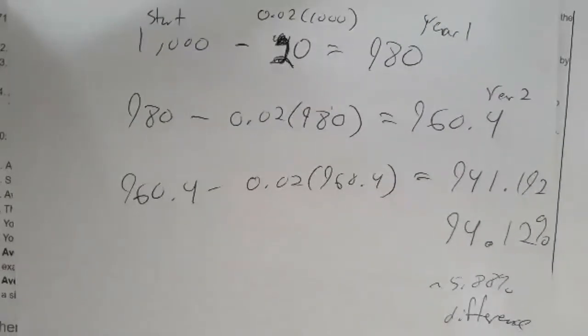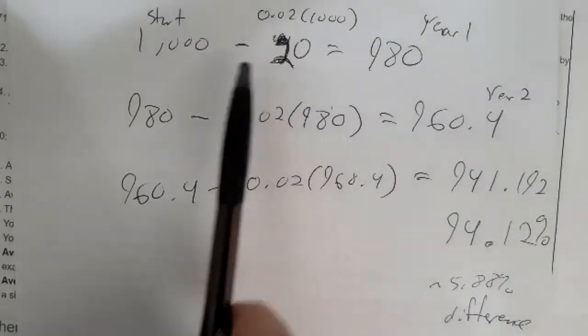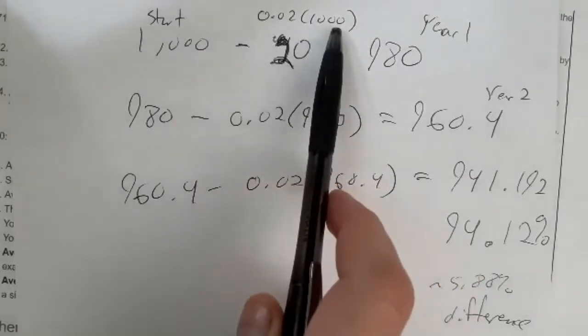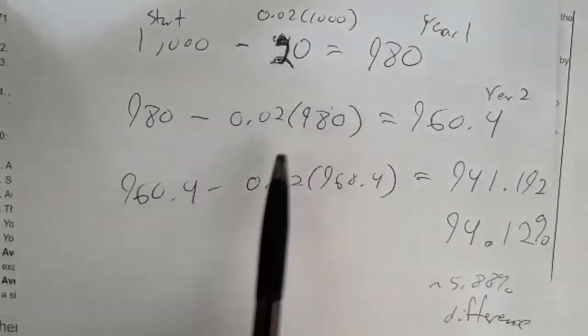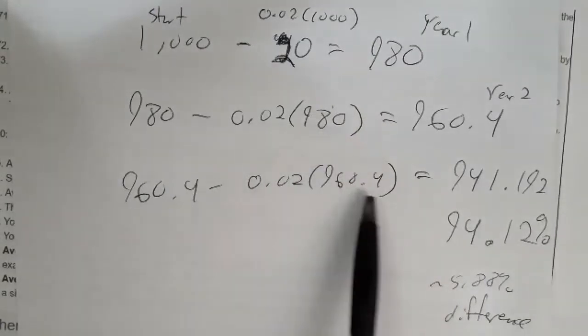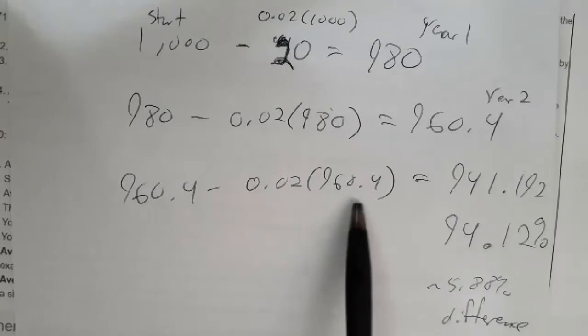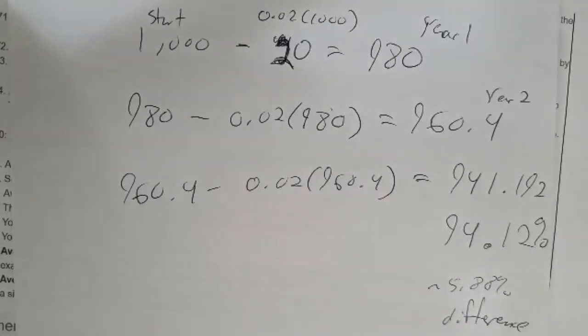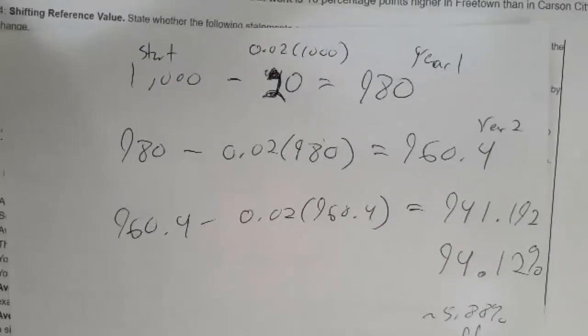So again, I hope you understand why this is. And this is that problem they call the shifting reference. So here the 2% was talking about 1,000, but the next year the 2% is going to be talking about a different number. And here the 2% is going to be talking about a different number. So these aren't 1,000, right? And so this is shifting your reference value, is what they call it.